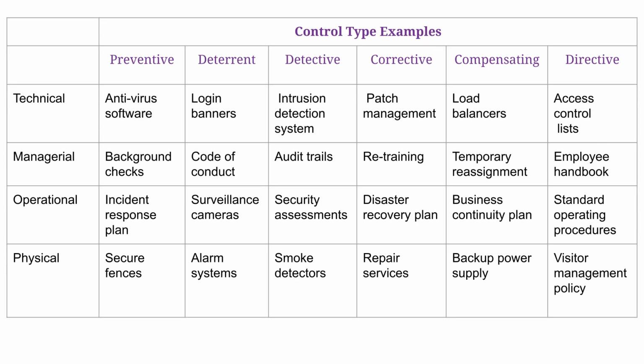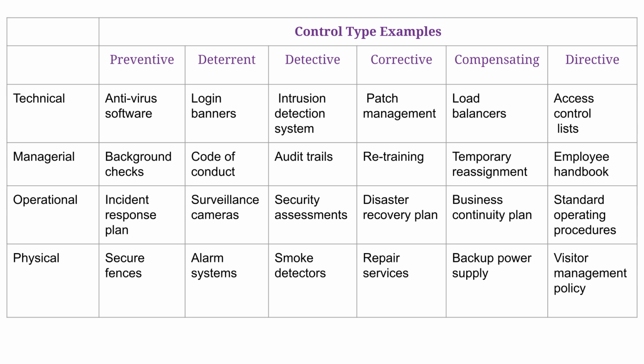This table provides a comprehensive overview of various security control types, categorized by their purpose and the areas in which they are applied. It's important to recognize that security controls can serve multiple roles within an organization, addressing different aspects of risk management. Preventive controls aim to stop incidents before they occur. Examples include antivirus software, background checks, and secure fences, which are designed to protect against threats proactively.